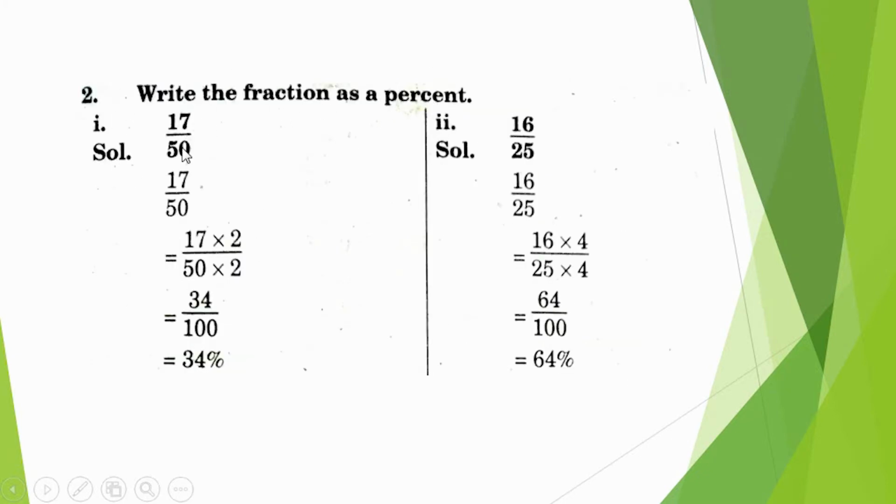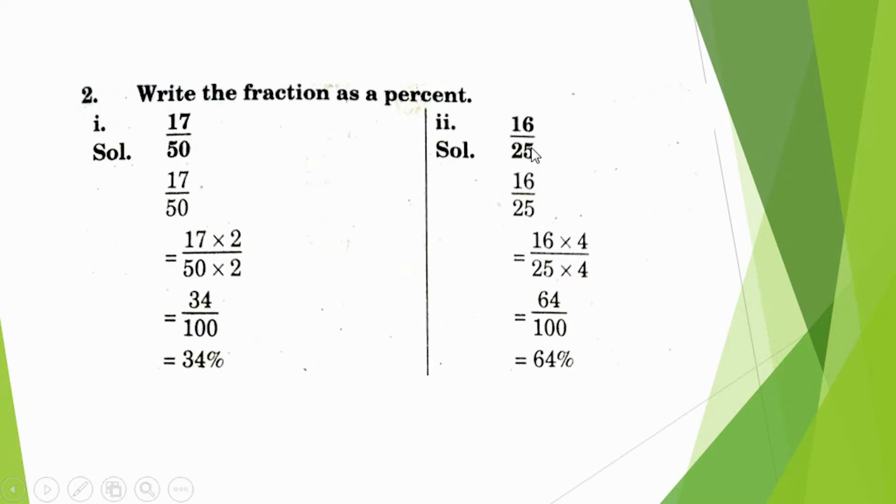Write the fraction as percentage. 17/50. First of all, we will change the denominator into 100. Now, if we multiply 2 with 50, the answer will be 100. Therefore, we multiply 2 in the numerator and denominator. The answer becomes 34 divided by 100. 17 2s are 34, 50 2s are 100. Now we will remove this 100 as percentage.